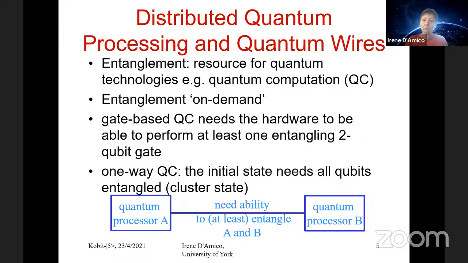So in general, we want to be able to produce entanglement on demand and, let's say, in a cheap way within our quantum hardware. And in this sense, it is great if our quantum wire, as defined before, also has the ability, for example, to either perform a specific gate or at least to entangle two far away qubits.